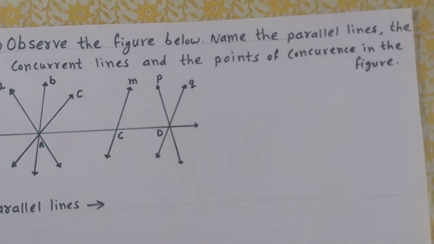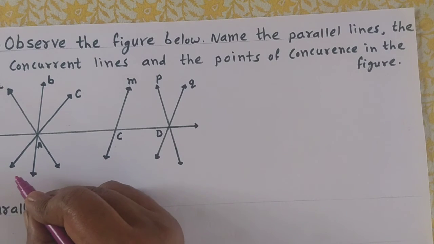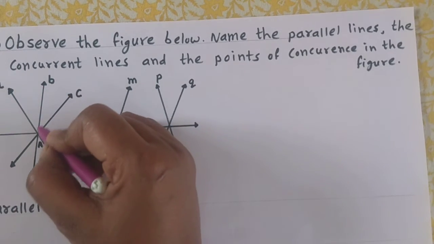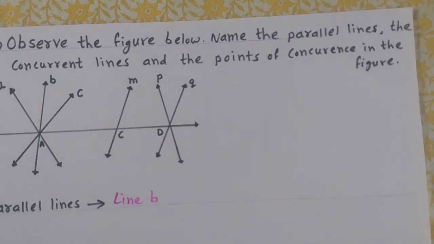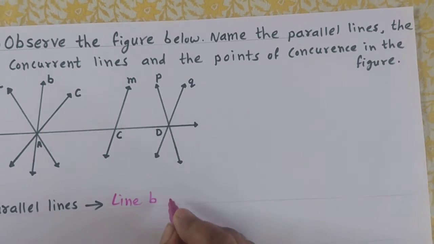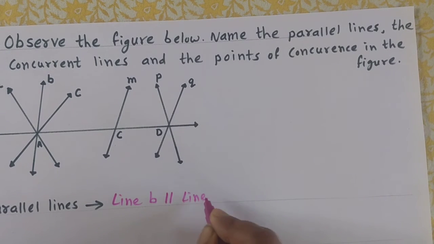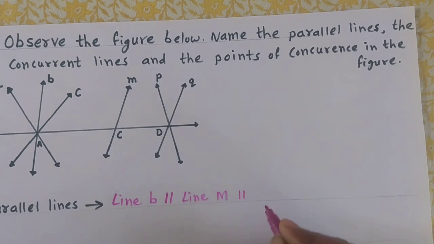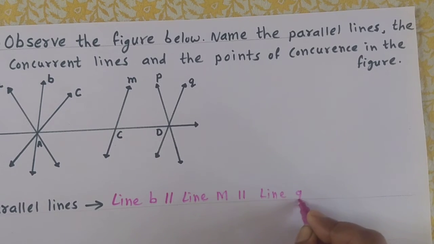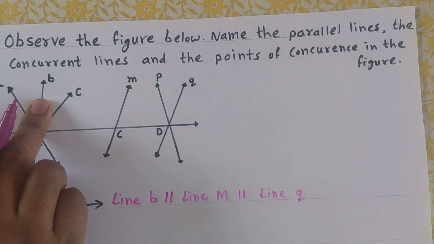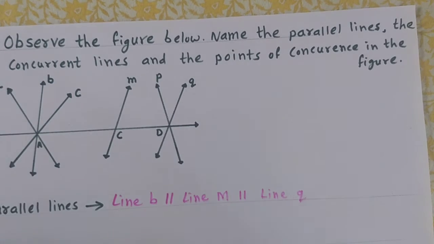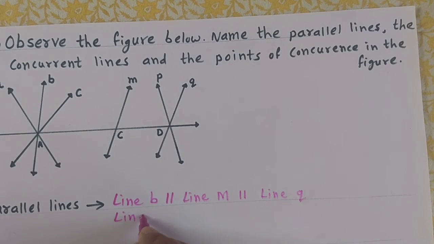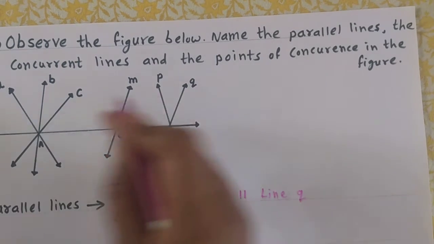Now, which are the parallel lines? Line B parallel line M, and line B parallel line Q. Line A parallel line P.